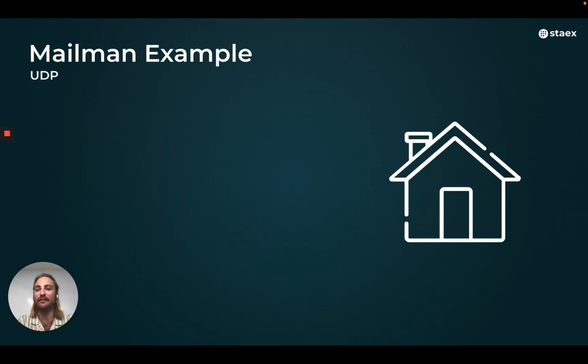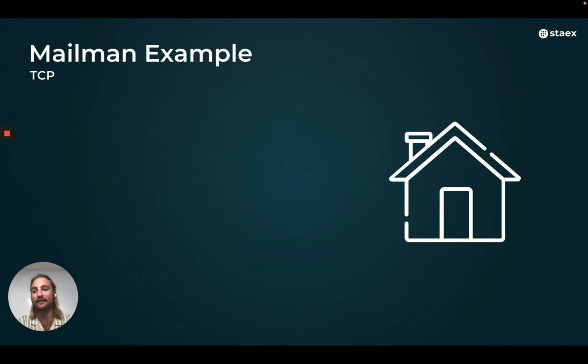So let's say the mailman was using UDP. Here he is with the parcel that he wants to deliver to the house. With UDP, he simply goes to the house, leaves the parcel, and goes away. He doesn't care if the person gets it. He doesn't care if it's multiple packages, or if the right package is in order. He simply leaves it at the house and hopes for the best, essentially.